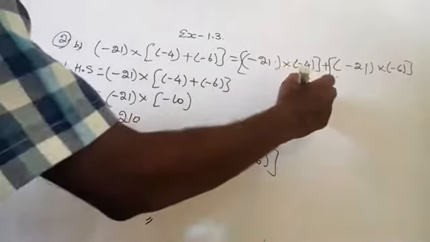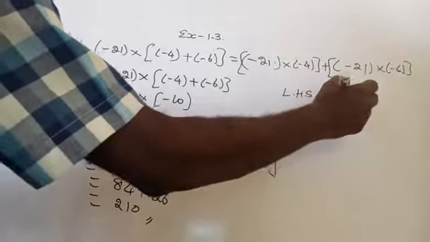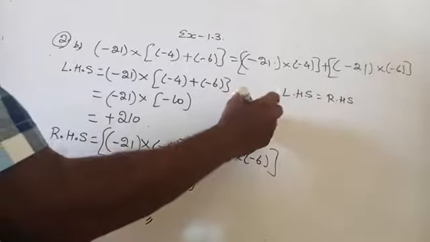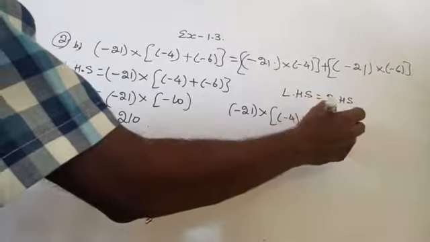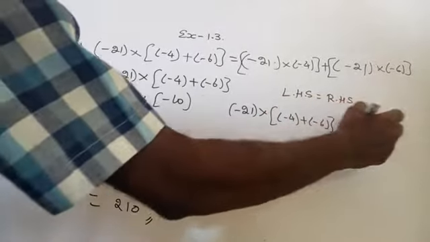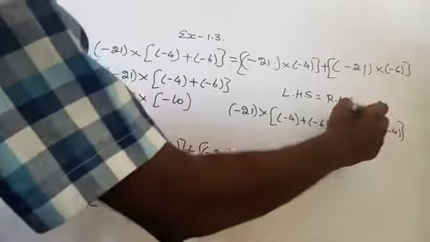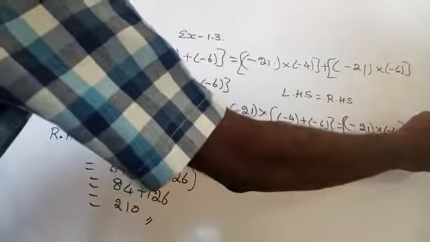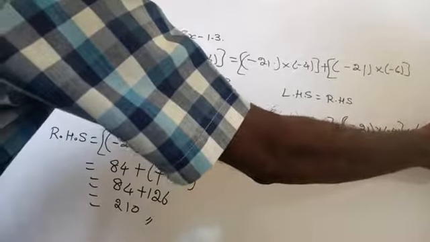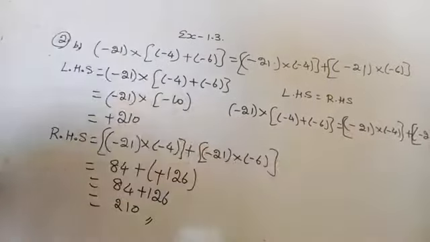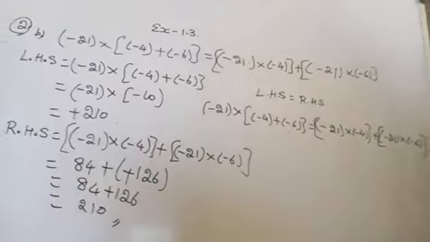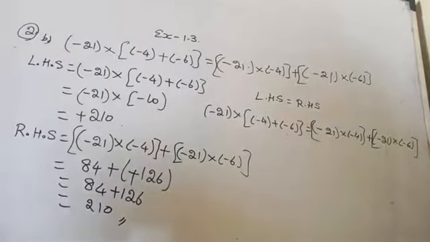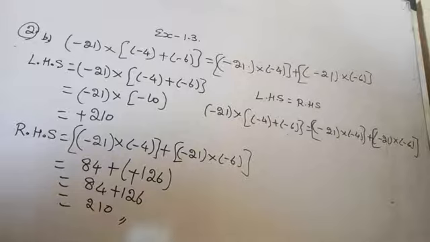Now the left hand side is equal to the right hand side. Therefore, we can conclude minus 21 into (minus 4 plus minus 6) equals minus 21 into minus 4 plus minus 21 into minus 6. Are you getting here? So we completed the second question.